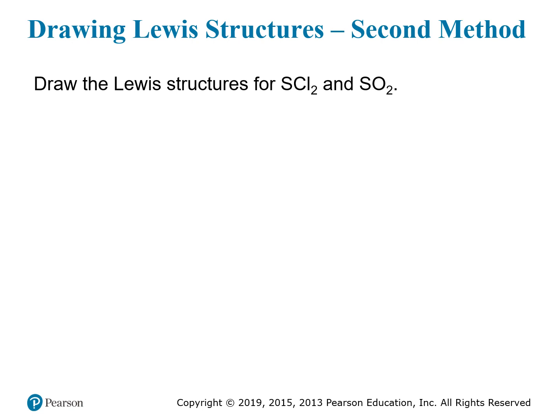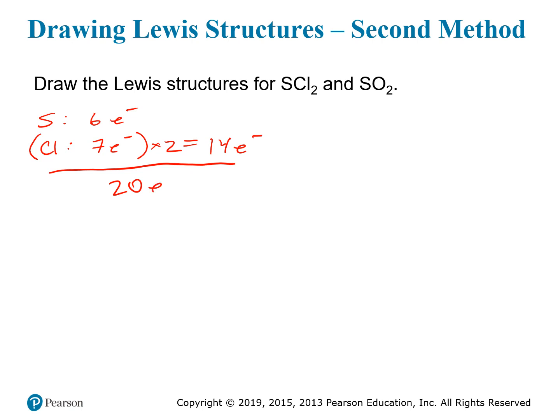why that is. The first thing that we should do, remember step 1 of this method, is to count up the valence electrons. Sulfur has 6 valence electrons. Chlorine has 7 valence electrons. But in SCl2, there's 2 chlorines, so we have to multiply that 7 by 2 to get 14 valence electrons. 6 plus 14 gives you a total of 20 valence electrons. So for SCl2, we need to place 20 valence electrons in the Lewis diagram.